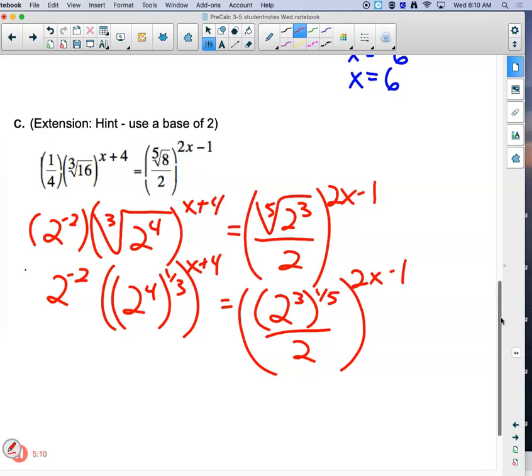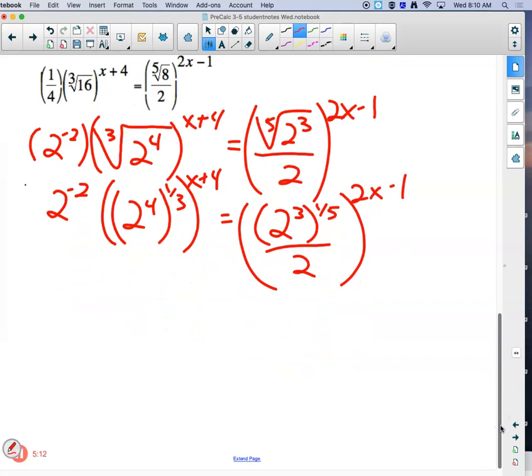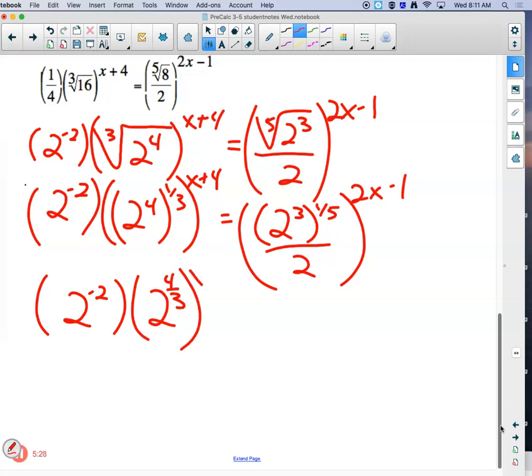Well, now I can see that the next step would be raising a power to a power, which means that we have to multiply. So we'll have 2 to the negative 2 still sitting out in front. I probably should put parentheses there. But 4 times 1/3 will be 4/3. And on the other side, 2 to the third raised to the 1/5 power will be 2 to the 3/5.